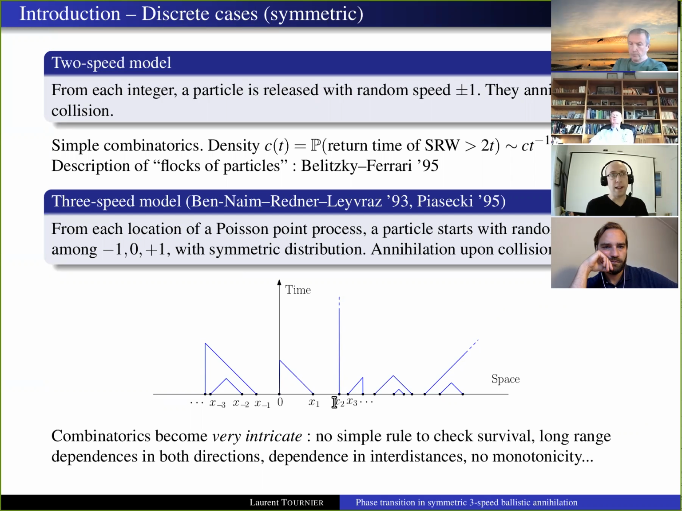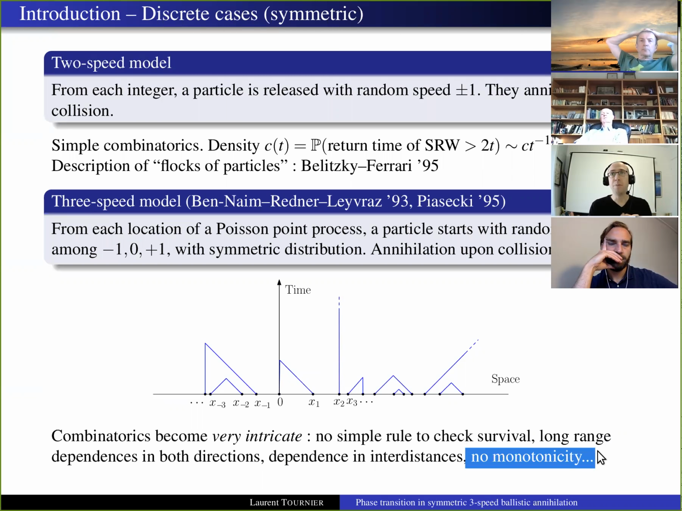Also, like in the +1, -1 case, you have long-range dependencies because of the heavy tails of the return times of simple random walk. And very crucially, you don't have monotonicity in this model, in the sense, for instance, that just adding more static particles doesn't necessarily help static particles to survive, in a finite configuration, for instance. Or if you switch some 0 velocity to a +1 or +1 to a 0, this has a long chain of effects, and it can go either way. There is really no simple monotonicity, at least that we could observe. There is no coupling that naturally appears.